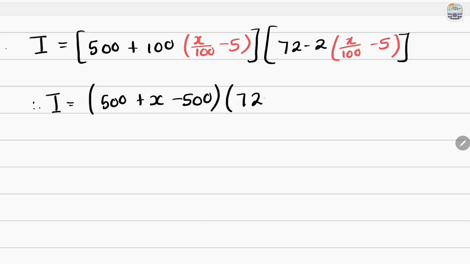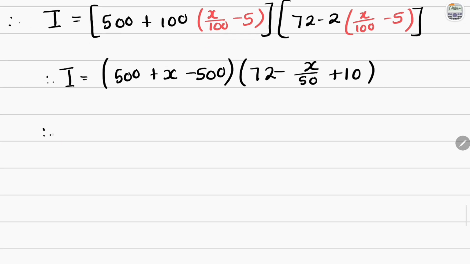Okay, then we have 72 minus 2 times x over 100. It's 2x over 100, but you see that 2 and 100 have 2 in common. So 2 cancels here and 2 cancels here, giving you 50 here, meaning you have x over 50. So x over 50, and then negative 2 times negative 5 is positive 10. Okay, so finally I is equal to 500 cancels, and we have x, so it's just x, multiplied by 72 plus 10 is 82, and then minus x over 50.